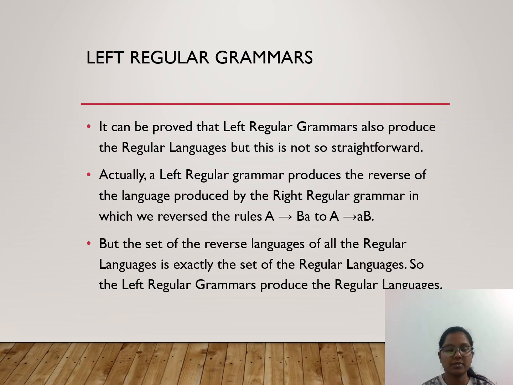Left regular grammars. It can be proved that left regular grammars also produce the regular languages, but this is not so straightforward. Actually, a left regular grammar produces the reverse of the language produced by a right regular grammar, in which we reverse the rules, capital A tends to capital A small b, to capital A tends to small a capital B. But the set of reversed languages of all the regular languages is exactly the set of regular languages. So the left regular grammars produce the regular languages.